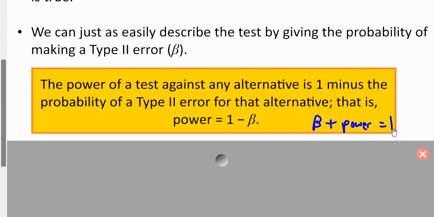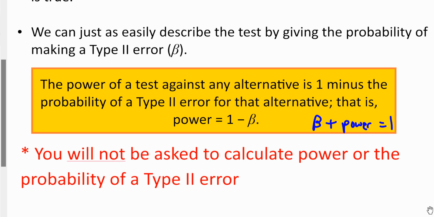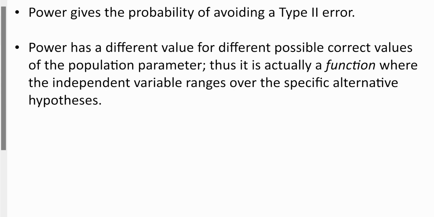All right? Now, typically you will not be asked to calculate power or the probability of a type 2 error. Those are just not things that the College Board expects you to be able to do. But you do need to understand what they are and the interactions among the errors, confidence level, the power, the effect, the sample size, how these things all impact power, and also how to interpret power. So I'm going to give a few points here, maybe some visuals, and then we're going to look at the key things that would help improve power, the correctly rejecting the null hypothesis.